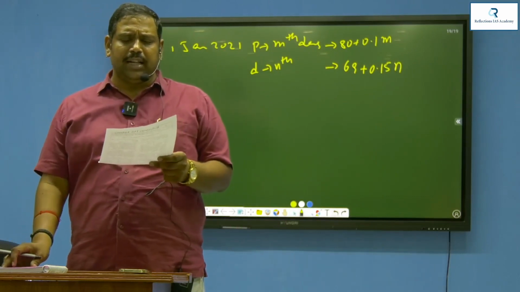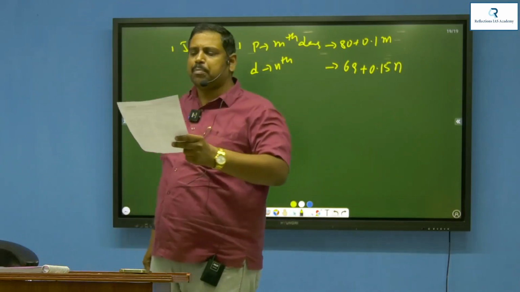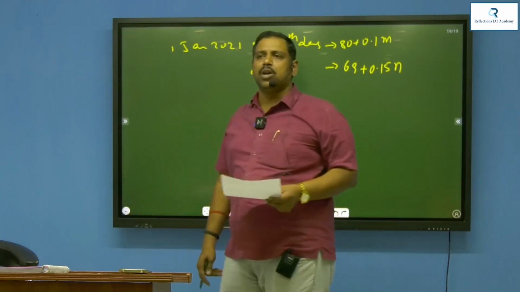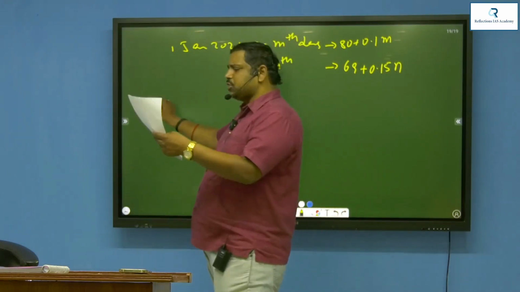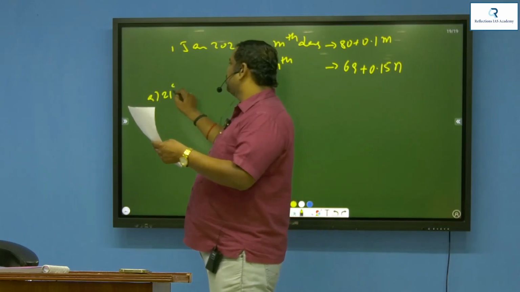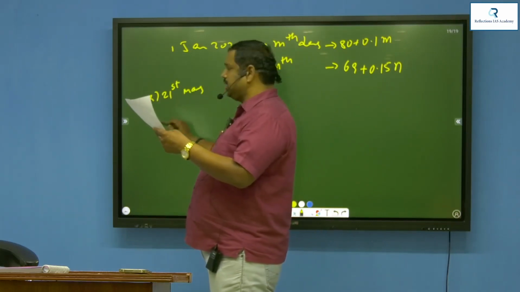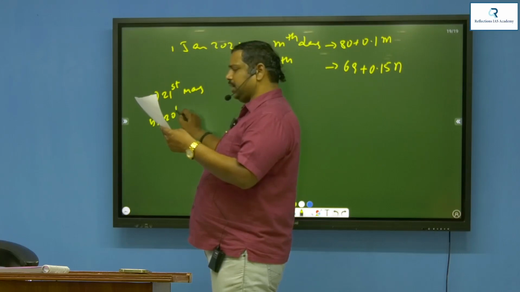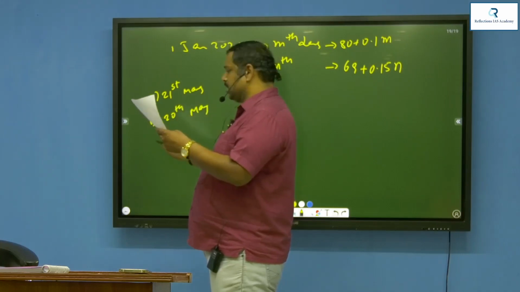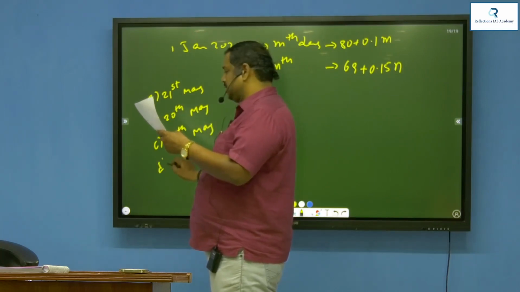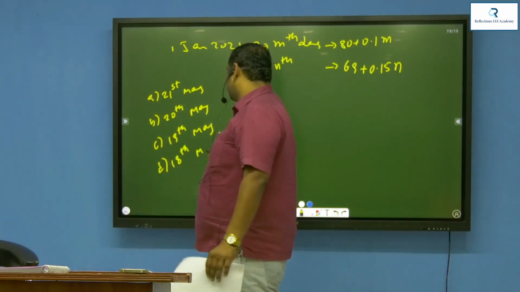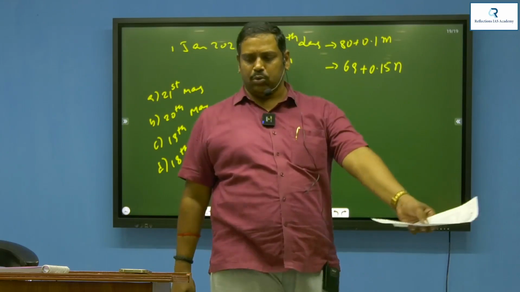So what he said is, on which date in the year 2021 are the prices of these two fuels equal? On which day these two are equal, he is asking. Okay? Right, observe the options. First option, 21st May. Second one is 20th May. Oh, all are in May. C is 19th May. Okay, D is 18th May. Okay, good. So when it will be equal, I have to know, right?